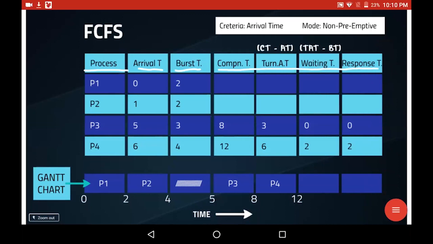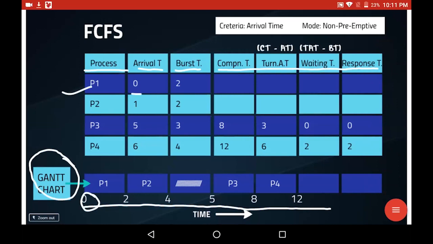For this, you create a Gantt chart where you define the timeline and the processes that are occurring. Suppose at time equals 0, process number 1 arrives. Its burst time is 2, so it will execute for 2 units of time. 0 plus 2 is equal to 2. P1 is executed. Then we have to check whether any other process arrived in the meantime. Yes, at 1, P2 arrived, but it will be executed after P1 is completed.